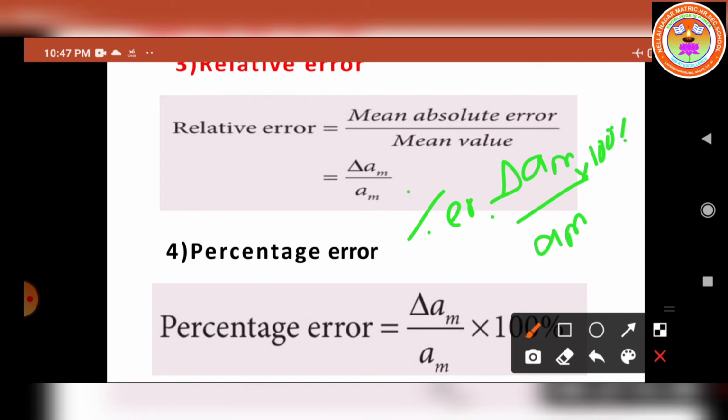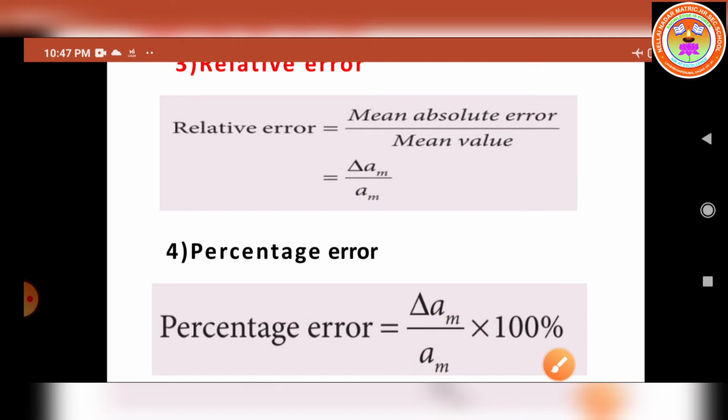So what is absolute error? What is the formula? What is mean absolute error? What is the formula, and relative error, and write the corresponding formula. And the last one is the percentage error. The relative error expressed as a percentage is called as what? Percentage error. I hope you understand.